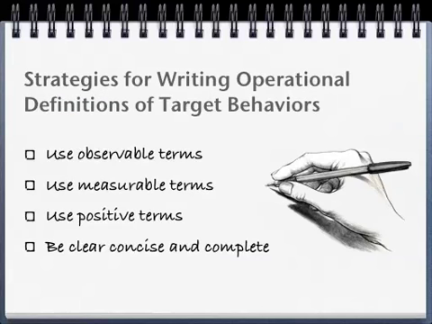Some strategies for writing operational definitions of target behaviors are to use terms that are observable, measurable, and positive. We also need to make sure that we are clear, concise, and complete in our definitions.